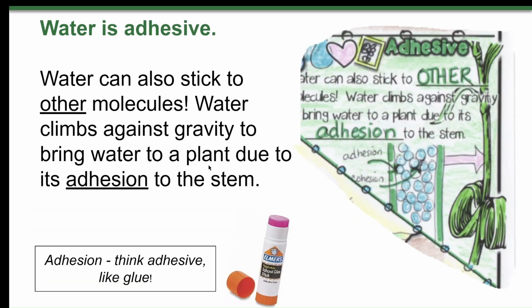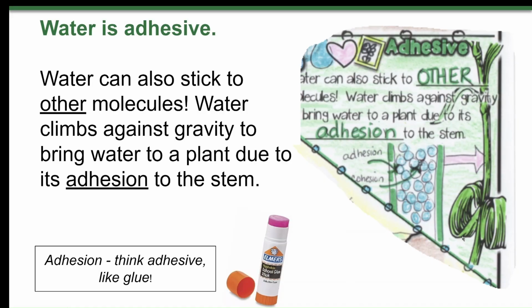Okay. Water can also be adhesive. So it's kind of the same thing with the stickiness of cohesion, but now it's called adhesion. So think of adhesion, think adhesive like a glue stick. That's when you want to adhere two things together. Water can also stick to other molecules. Water climbs against gravity to bring water to a plant due to its adhesion to the stem.